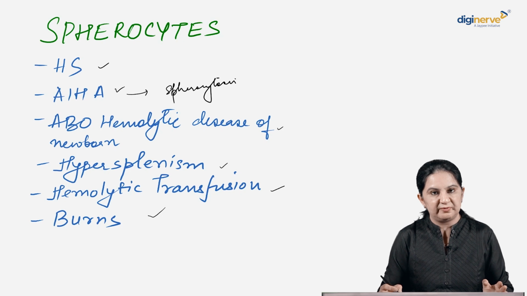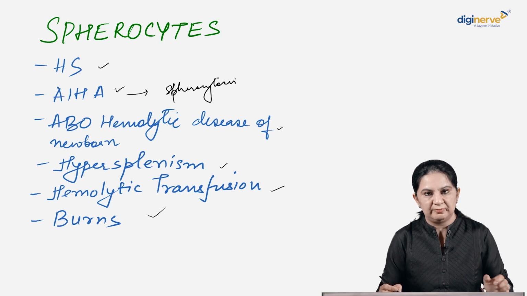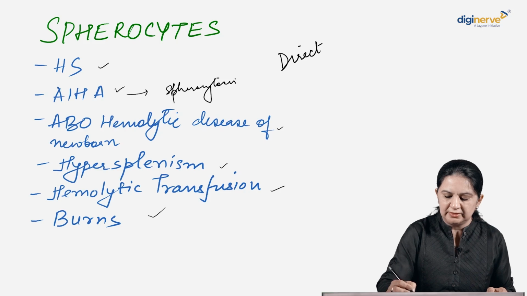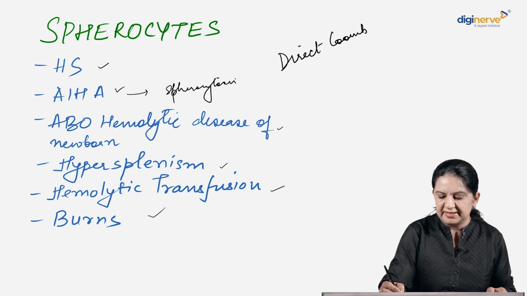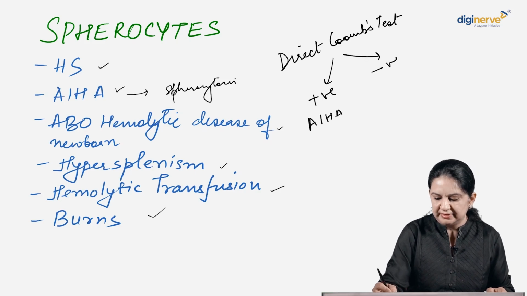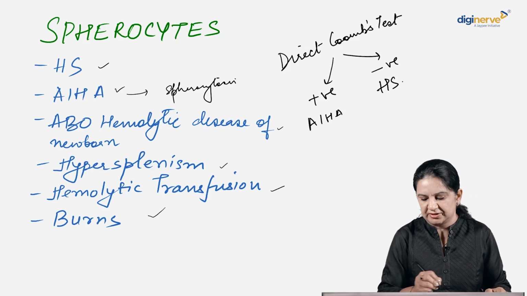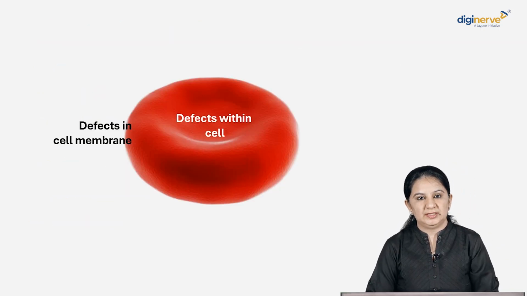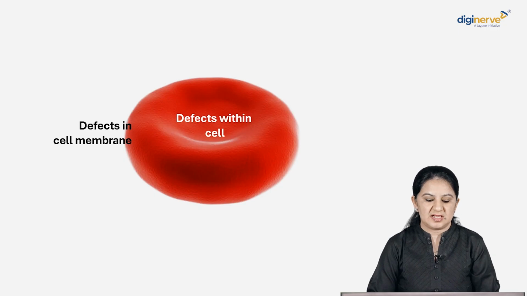How will you differentiate hereditary spherocytosis from autoimmune hemolytic anemia? Yes, you will do a direct Coombs test. Direct Coombs test would be positive in autoimmune hemolytic anemia and negative in hereditary spherocytosis. Alright. So, we studied the hereditary hemolytic anemias because of the defects in the cell membrane.